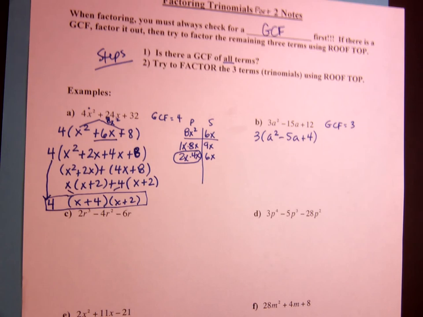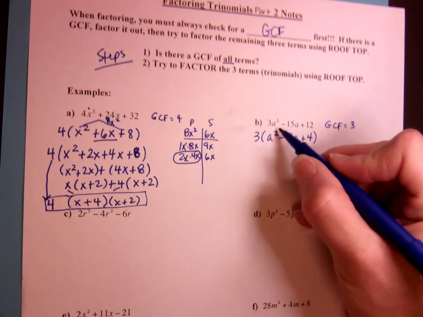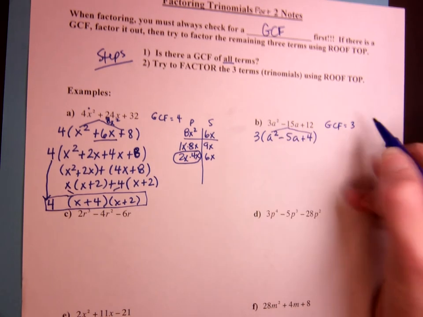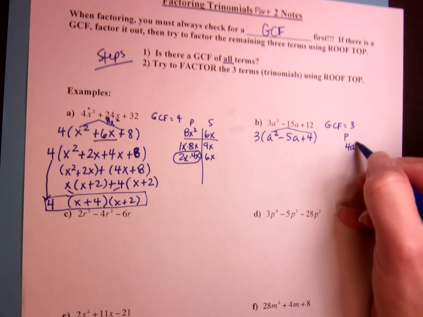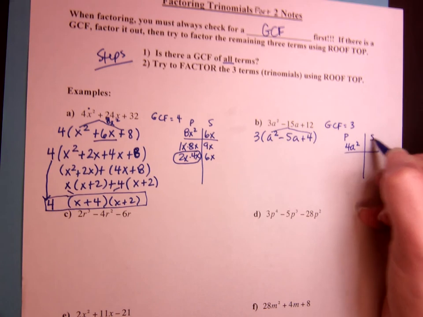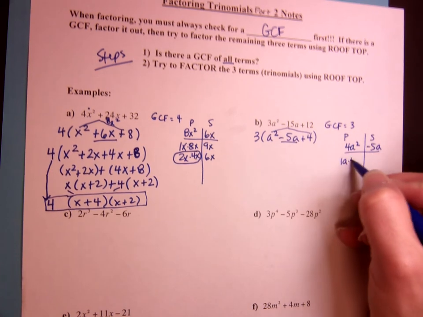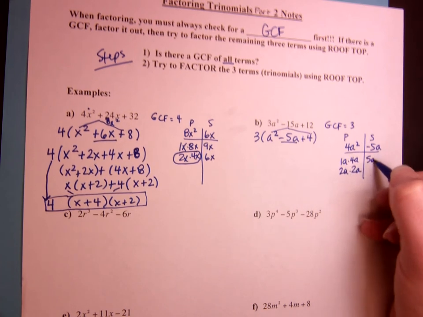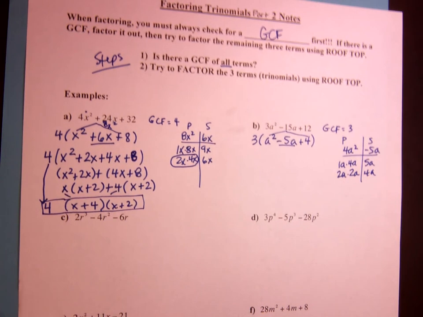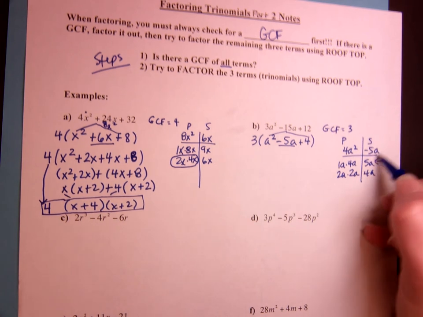Okay, remember, we're going to go ahead and start the rooftop process. So we're going to do the product to 4a squared, and we're going to do the sum to negative 5a. 1a times 4a and 2a times 2a would be 5a and 4a. So that process we are old hand at because we've been doing that all week long. We notice that there is a 5a, which is very close to what we need.